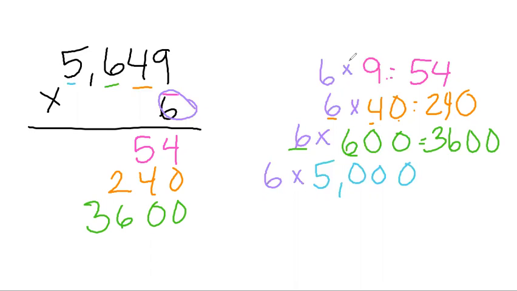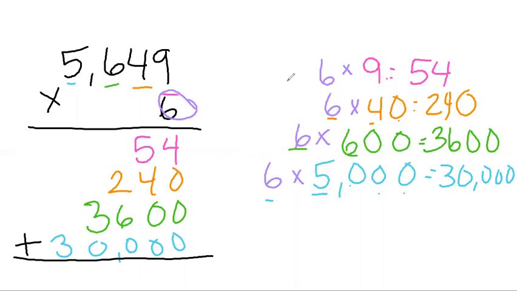And finally, I'm going to go to my thousands. 6 times 5 is 30. Add my 3 zeros. Put them in there. 30,000. I'm going to write that in here also. Last step is to add. We add them all up. 4, 9, 8, 3. So I have 33,894.